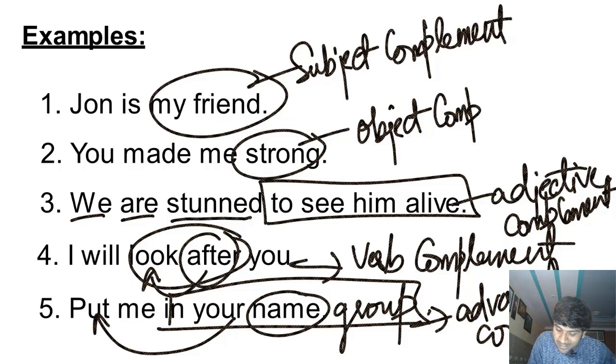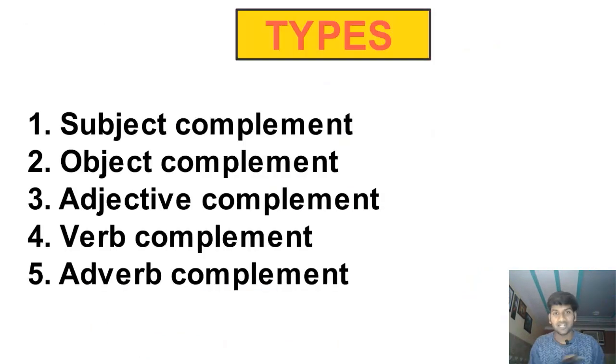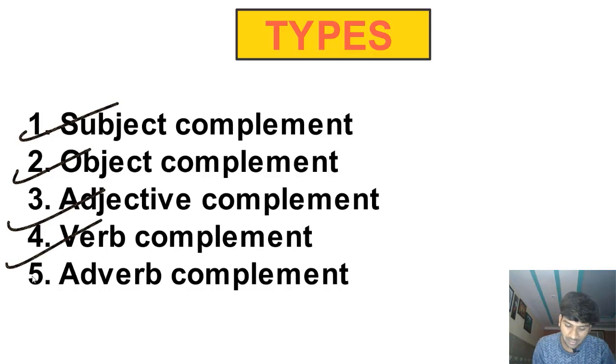Adverbial complement. Do not be scared, these are very easy terms, and I'll make you understand all these types of complements, what they are, how they work, how you can identify them, how you can use them, how you can differentiate them from objects, right? It'll be very easy. So let's start with all types of complements. We have 5 types of complements: subject complement, object complement, adjective complement, verb complement, and adverbial complement. It is not adverb complement, it is adverbial complement.